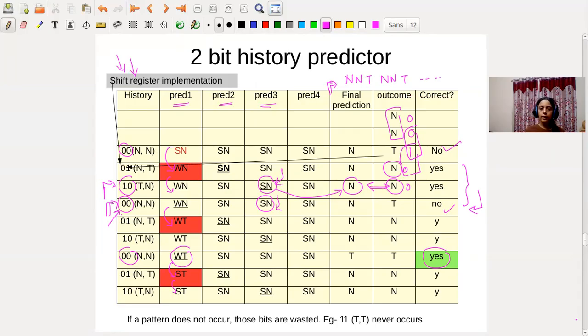And you'll also notice that if a certain pattern does not occur, so for example, a pattern 1 1 never occurs here in this sequence, so those bits are actually wasted. So you don't really have anything for this particular counter. You're saving this state here, counter number 4, but that is usually used to index only if you have 1 1 as the history bit, but that is never going to occur. So we're actually wasting those counters and the bits for those counters.